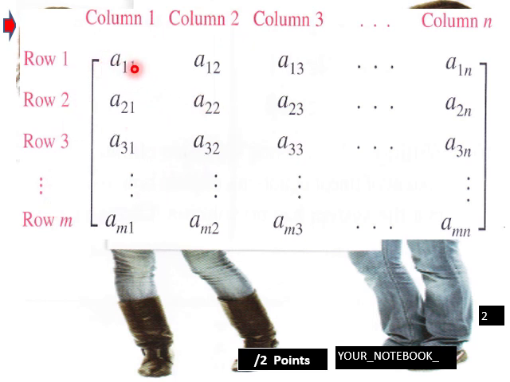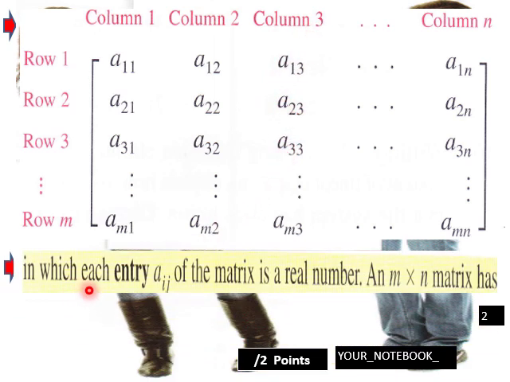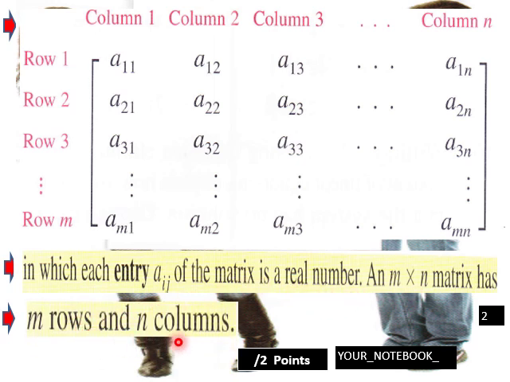So this would be a11, row 1, column 1, then row 2, column 1, row 3, column 1, row 3, column 2, and so on, and then row m, column 1 in this situation. So row 1, column 3, etc. In which each entry aij of the matrix is a real number. An m times n matrix has m rows and n columns. So the rows are m and then the columns are n.